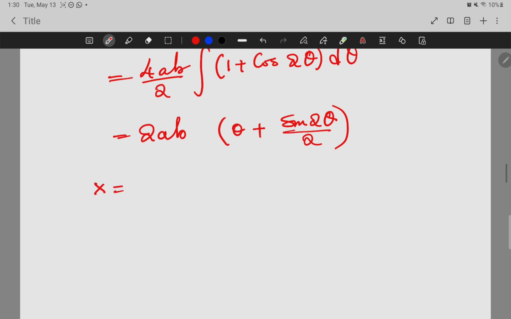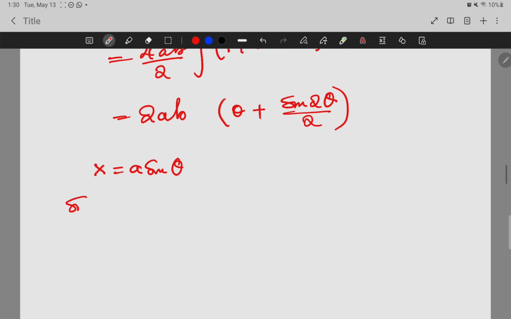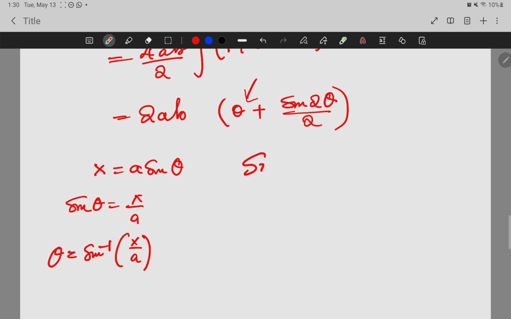Since we said x equals a sine theta, it follows that sine theta is equal to x over a. So now we have what sine theta is, and theta will be equal to sine inverse of x over a. So we now have what to put here, but we need what sine 2 theta is. From the double angle identities, sine 2 theta is equal to 2 sine theta cos theta.